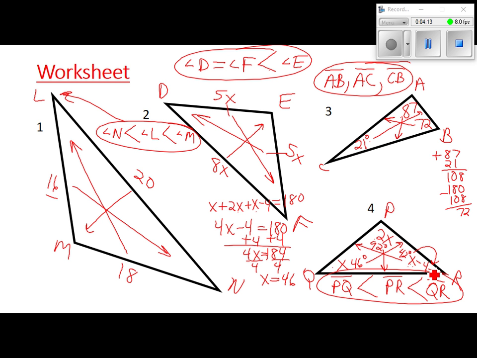Listing the sides of the triangle, shortest to longest. Again, we don't know what any of those measurements are, but we know which one's the shortest, which one's the longest.